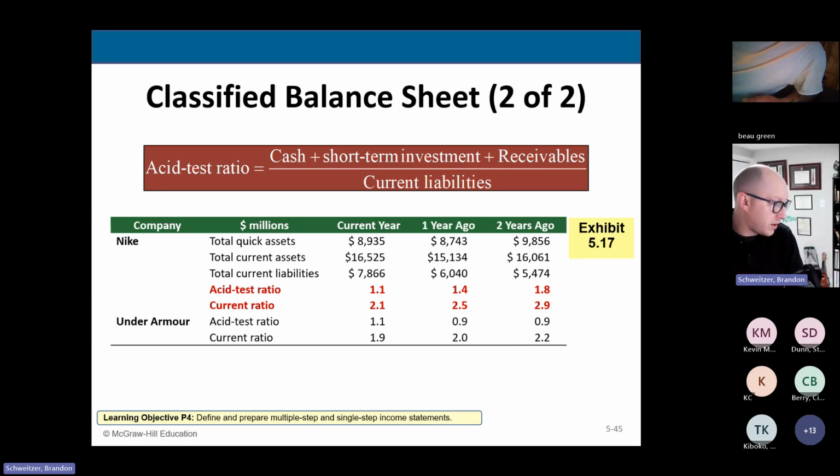So that's why it's a good ratio to kind of calculate once in a while, just to check the financial health of the company and their ability to repay current debt.